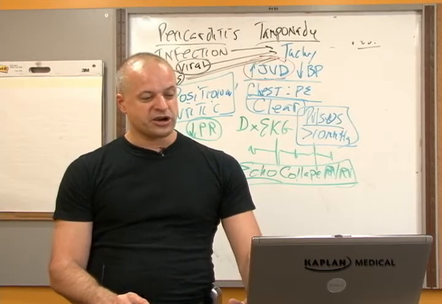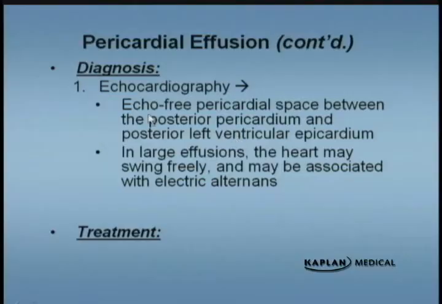Echocardiogram, the pericardial fluid, the effusion. Look at this. Echo-free pericardial space between the da-da-da. That's saying effusion. See this whole sentence? Echo-free pericardial space between posterior pericardium, posterior left ventricular. I put that in there just so you would understand that that is 1, 2, 3, 4, 5, 6, 7, 8, 9, 10, 11, 12, 13 words to say fluid. Fluid.